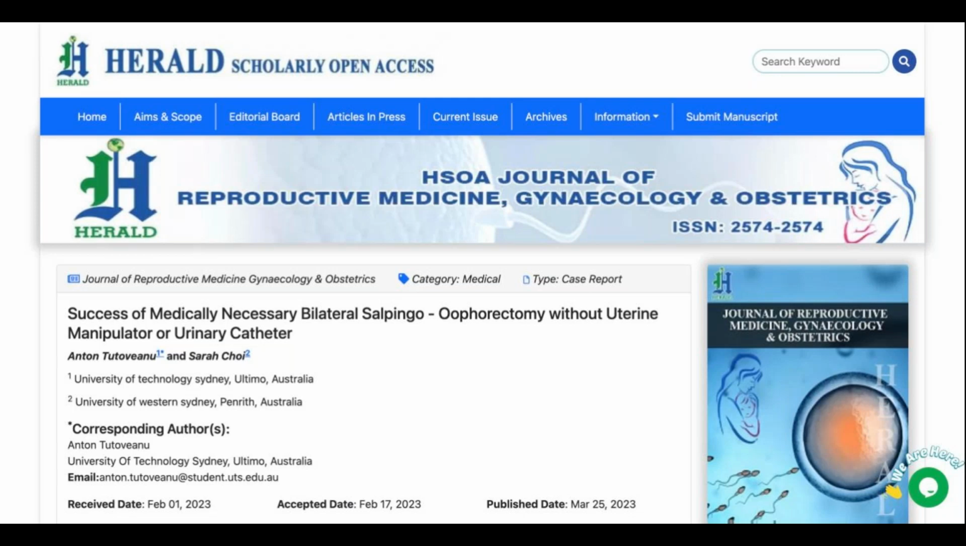So the two instruments of concern were the urinary catheter and the uterine manipulator. Both seem to have an apparent purpose, but both are very easily avoidable with the right amount of preparation. When you're doing the surgery, there needs to be enough room to be able to operate and move the instruments around.